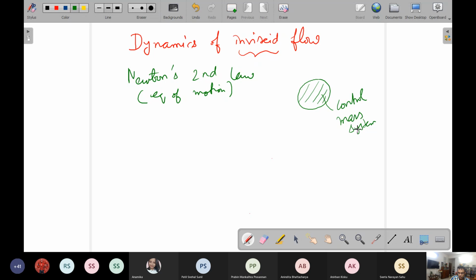For this control mass system, we write that the rate of change of linear momenta is equal to the force which is acting, or in a different way, the force is equal to the mass into acceleration. One of the prerequisites of writing the force equal to mass into acceleration in the way in which we have learned in school is that we must take a control mass system, something which has fixed identified mass.